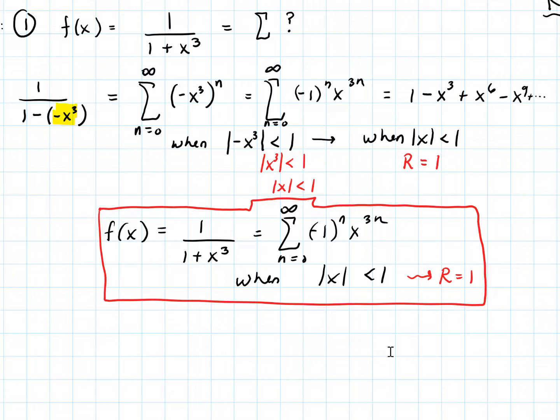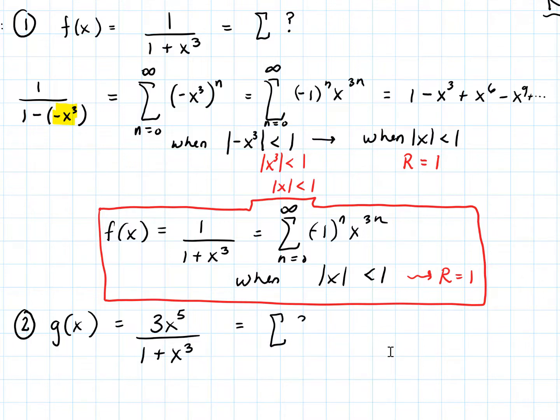Let's build off of the one we just did, and do our second example. I'm going to leave it on the screen for a second because we're going to utilize it. Let's take g of x, 3x to the 5th over 1 plus x cubed. We want to write that as a power series in a known form, and we'll also find the radius of convergence.